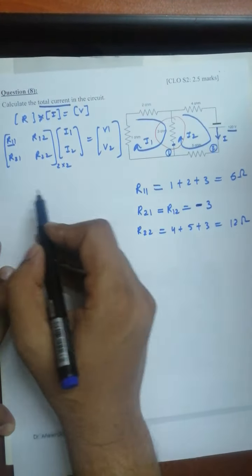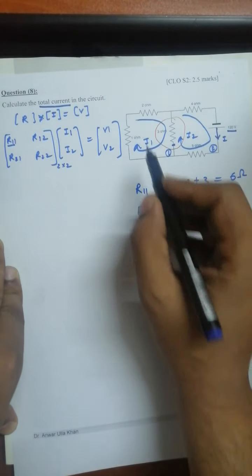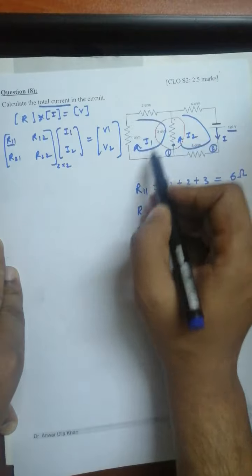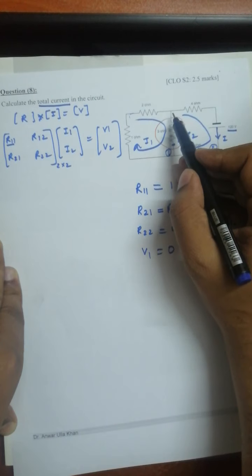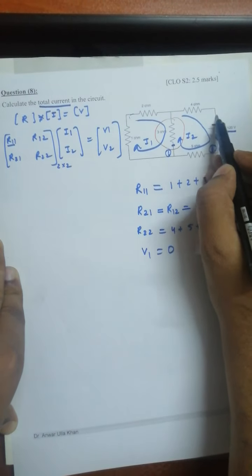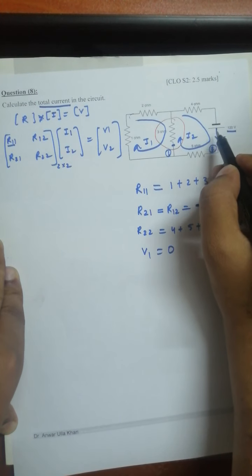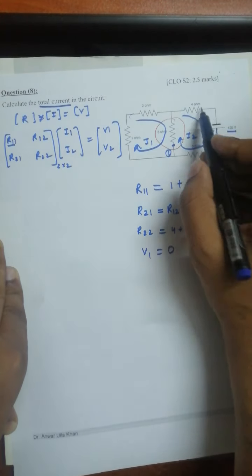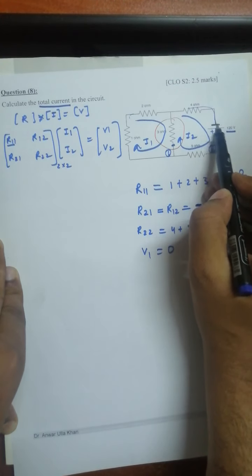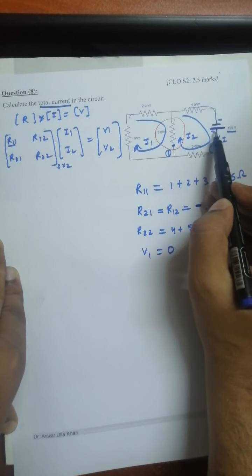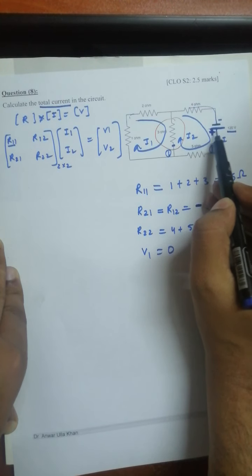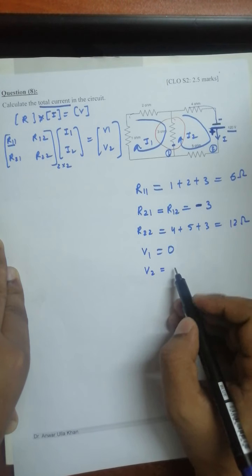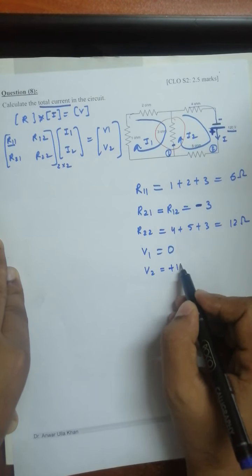Also, what is V1? V1 is the voltage in mesh 1. There is no voltage in mesh 1, so V1 is equal to 0. What is V2? V2 is the voltage in mesh 2. There is only one voltage, so we use plus or minus depending on where the current reaches. Current I2 first comes at negative, then at positive, so we use a positive sign. So V2 will be plus 120 volt.